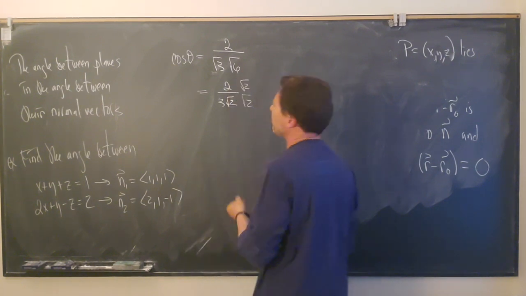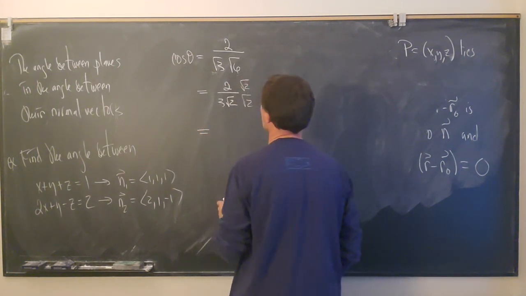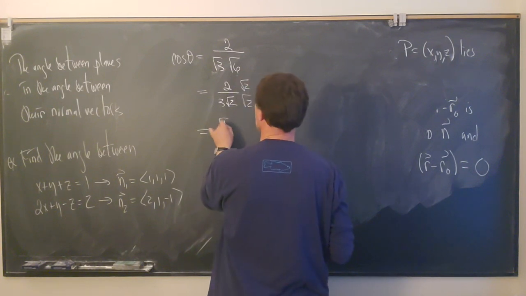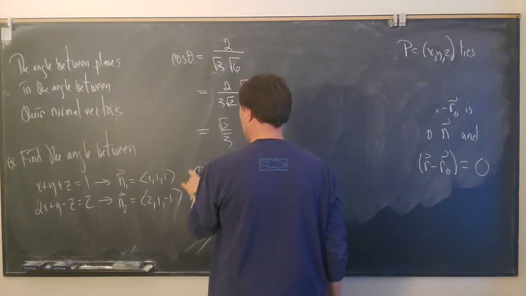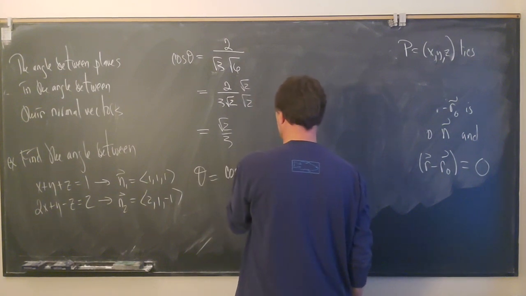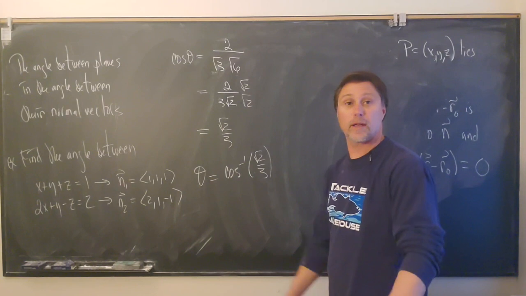Yeah, because it's root 2 over 3. That's nothing. Okay, so let me simplify this a little bit. The 2's will cancel here, so it'll be a root 2 over 3. And so the angle is going to be the inverse cosine of root 2 over 3, whatever that is. If you need, you could plug that in your calculator to find what that is.